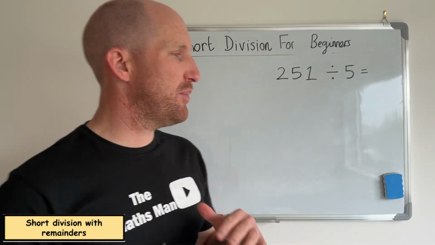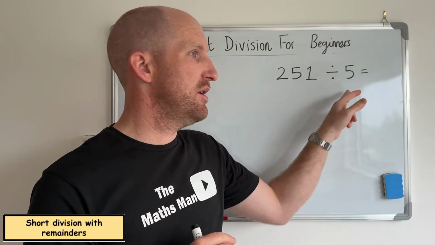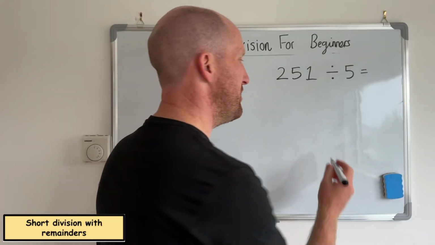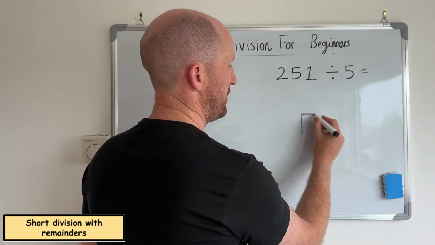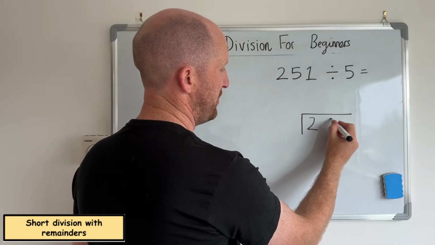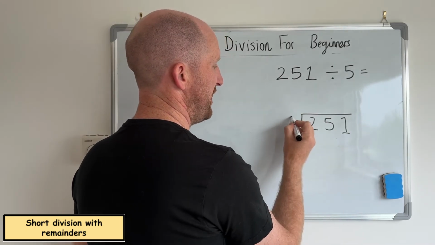So in the final example in this video, we're going to be moving on to a 3-digit number divided by a 1-digit number still. Okay, so I'm going to follow the same process. So the big number goes inside the bus stop, 251. I'm going to divide it by 5.